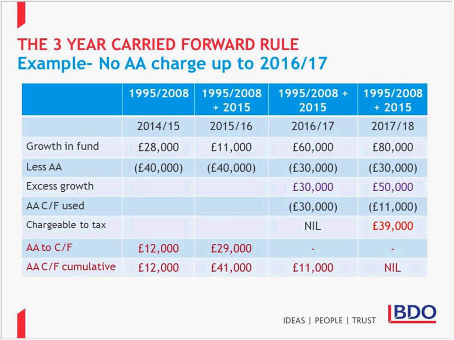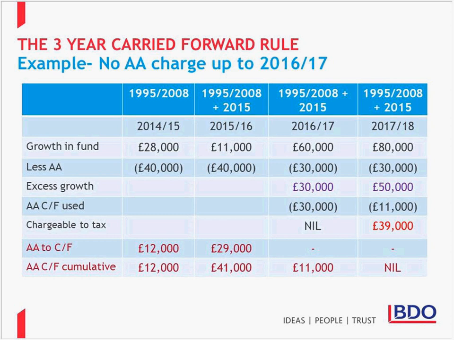2015-16, growth of 11,000, annual allowance of 40,000. We've got 29,000 of unused relief. Those 2 years added together give us cumulative growth to carry forward that we've not used of 41,000. We know in 2016-17 that inflation increased, and so estimating growth in the fund of 60,000. Here we've got an abated allowance, so rather than the full 40,000 allowance, we've got a 30,000 allowance.